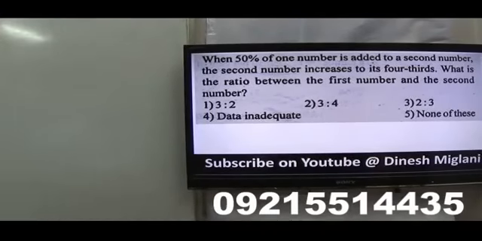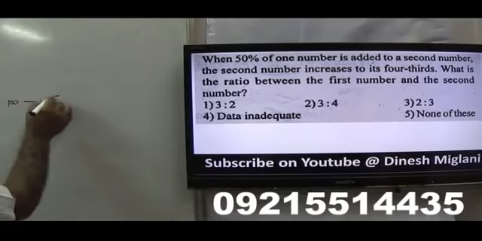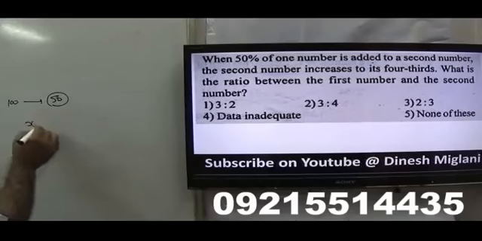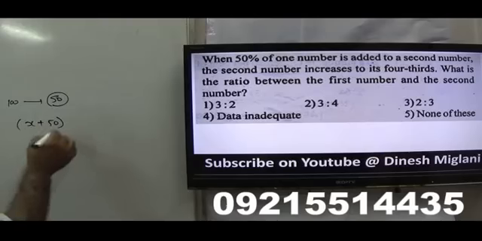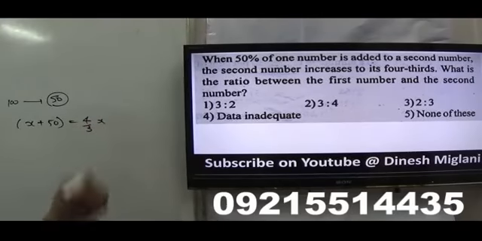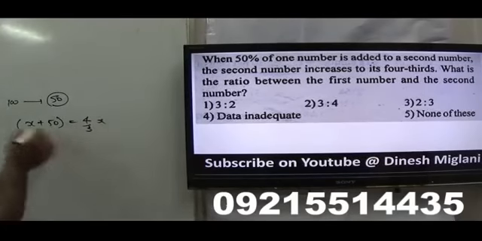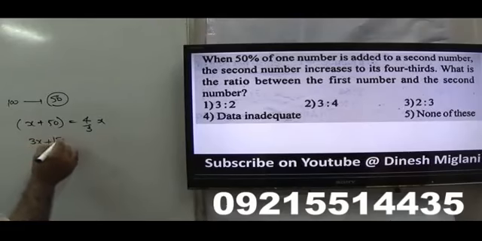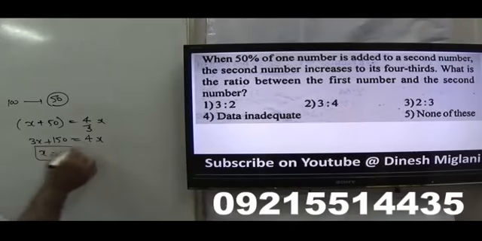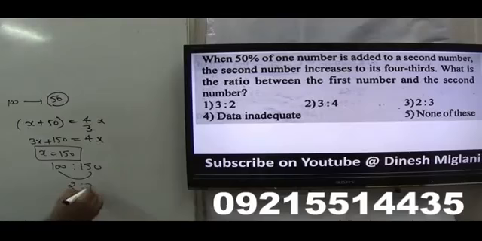Or if I go by another way, let us say first number was 100, 50% increase, that is 50. Second number was x, so when it increased by 50, we can say x plus 50, right? That is equal to 4 by 3 of x. From where I can find out x, so you may say 3x plus 150 equal to 4x, or I may say x equal to 150. My initial number was 100, the second number was 150. So what is the ratio? 2 ratio 3, right? Or it's better to go with option, so you can say 3 is your answer.